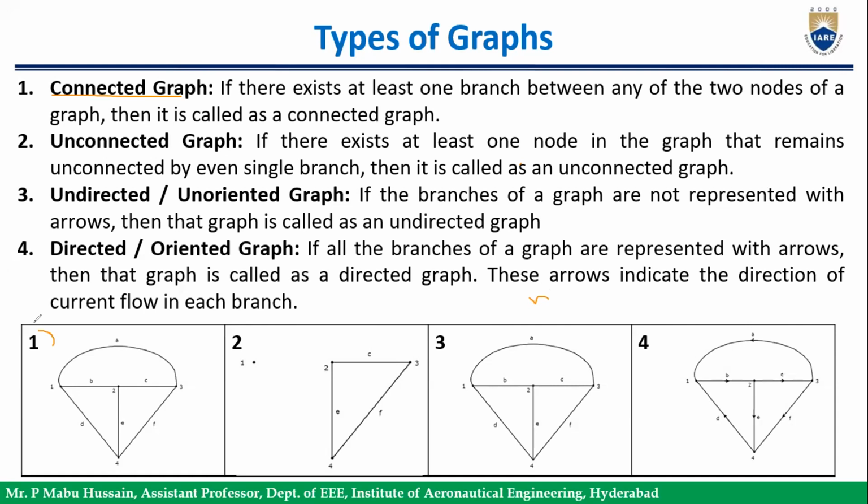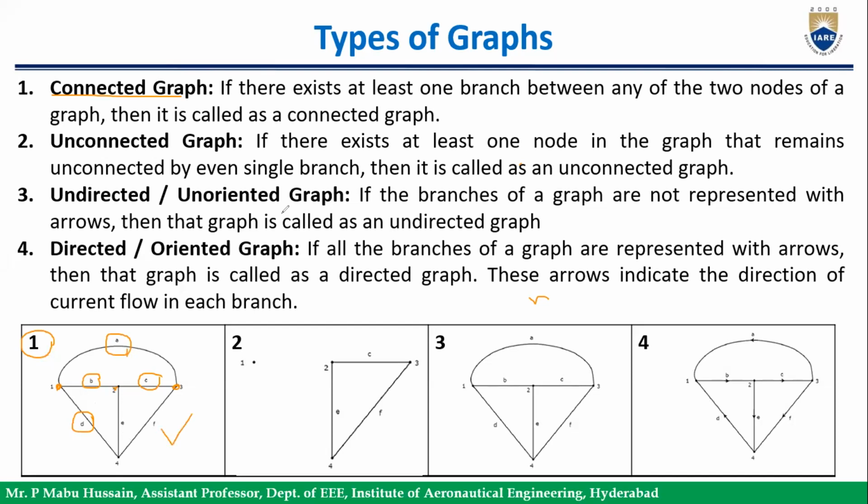If you see the first diagram here, between 1 and 3 you have the element A. Between 1 and 2 you have the element B. Between 2 and 3 you have the element C. Between 1 and 4 you have the element D. So at least one branch must be present between any 2 nodes of the graph. Then you can say that this graph is a connected graph.